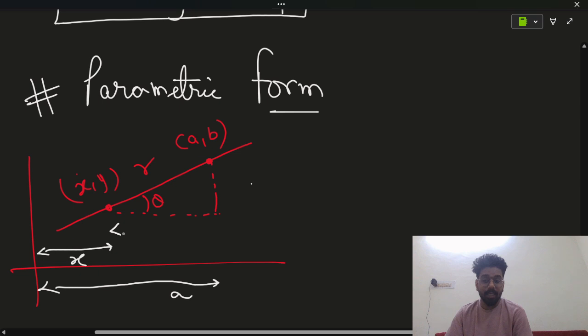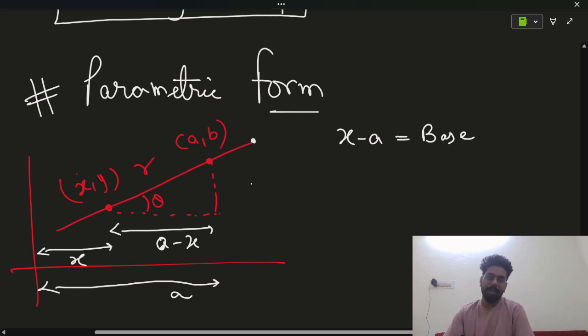Now question is, what is this distance? This total is A, this is x, so remaining is A minus x. Now what if the point is over here? Then you will have x minus a. It doesn't matter. So we are having base. You can write the base as x minus a.